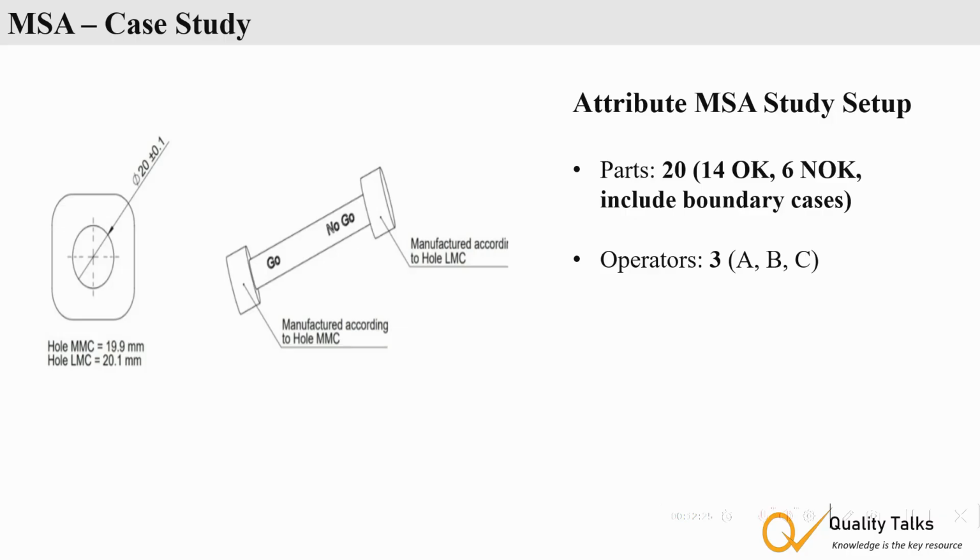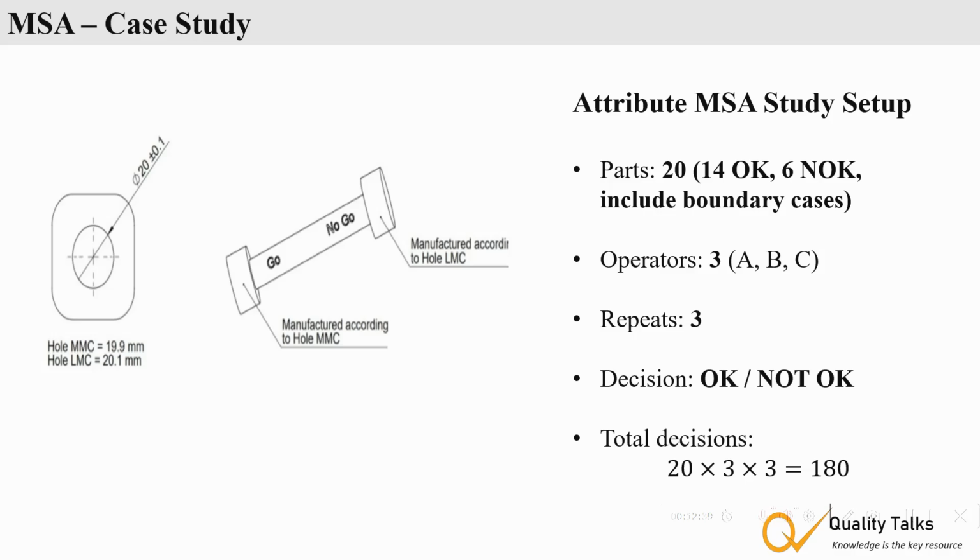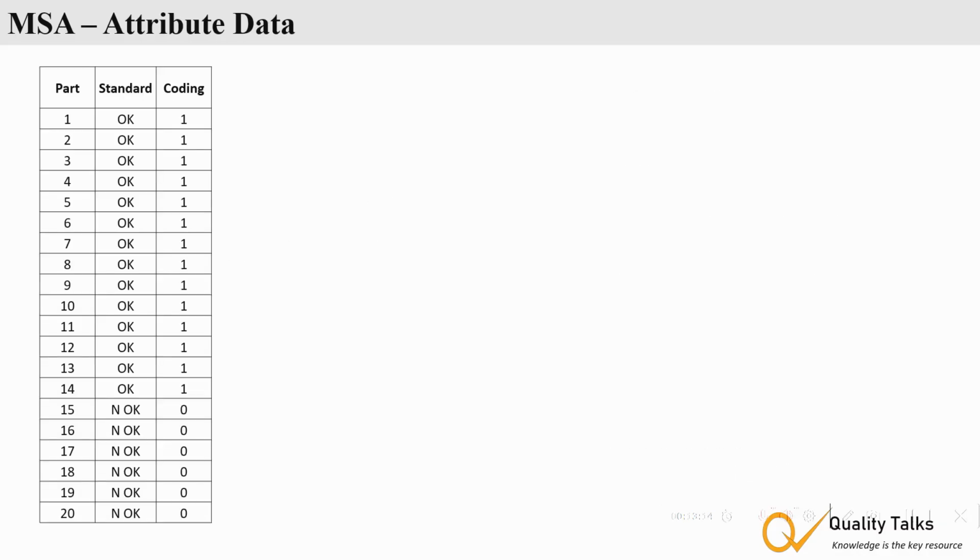We have 3 operators A, B and C. These 3 operators will check each part 3 times, so 3 repeats. Decision is OK or not OK. So the total decision is 20 parts, 3 operators, 3 times, 180 total decisions. We know the standard of 20 parts. For ease of calculation and for ease of working in Excel, we have coded OK as 1 and not OK as 0. 14 parts are OK and 6 parts are not OK.